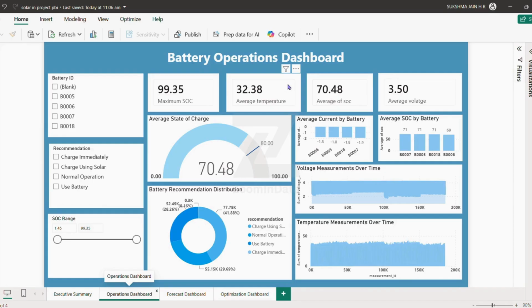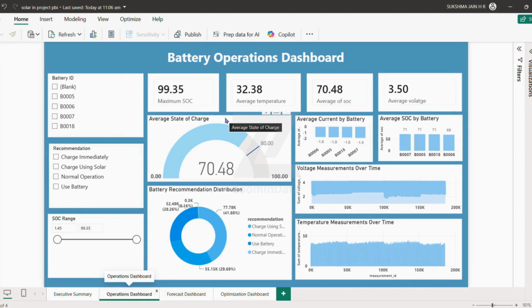Next is average temperature. This card shows the average operating temperature of the batteries. Monitoring temperature is important because excessive heat accelerates degradation and reduces battery life. Moving on to average SOC, which represents the average state of charge across all batteries. It gives an overall indication of the available stored energy in the system. Last but not the least is average voltage. This card displays the average battery voltage, which helps verify batteries are operating within their normal voltage range.